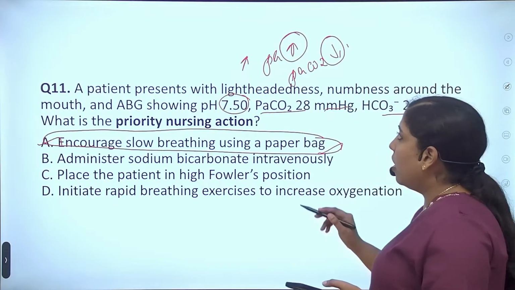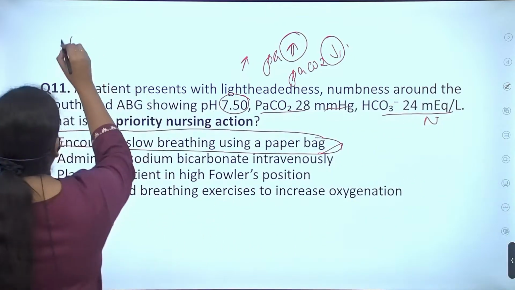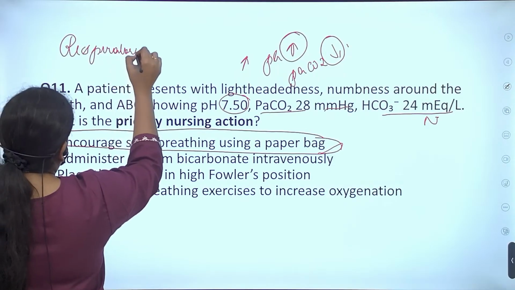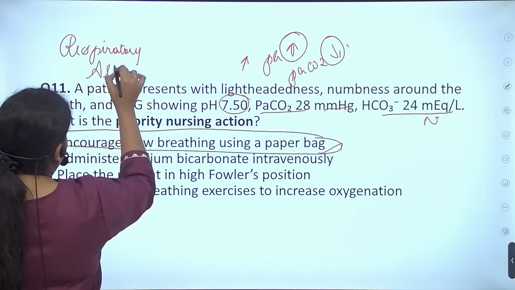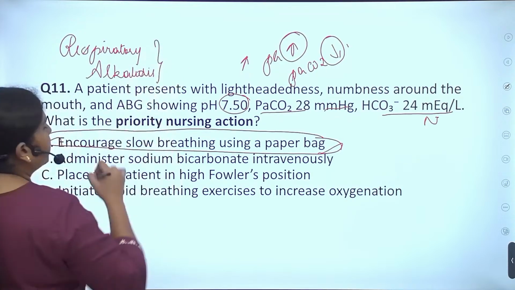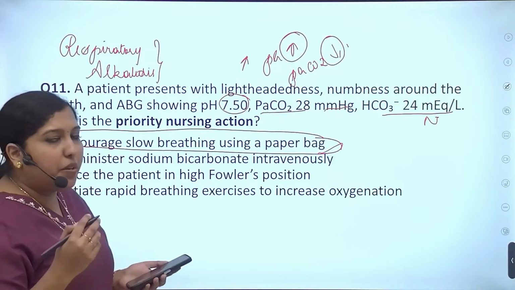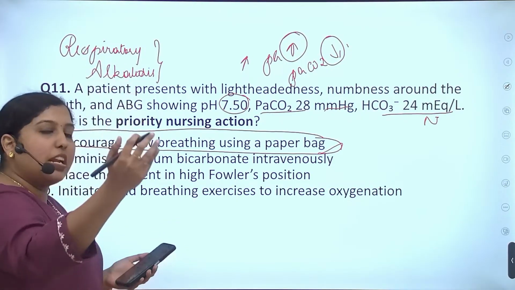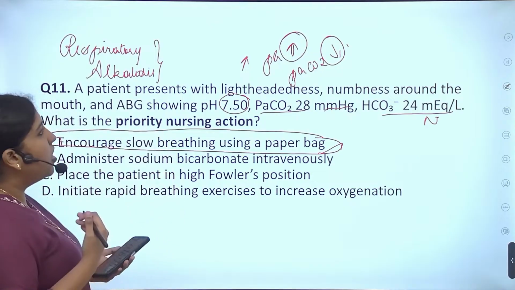Remember, the condition which is happening is respiratory alkalosis, as I said. So in case of respiratory alkalosis, what will happen? What is the cause of respiratory alkalosis? If the patient is in hyperventilation or hypoventilation, he will go for respiratory alkalosis.